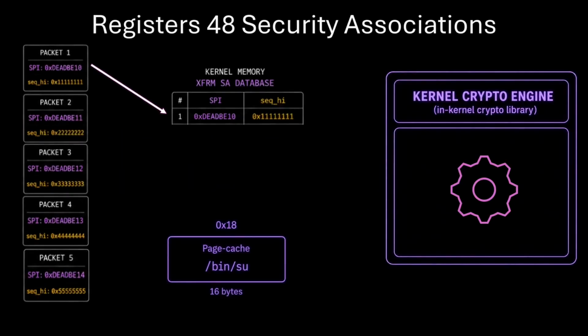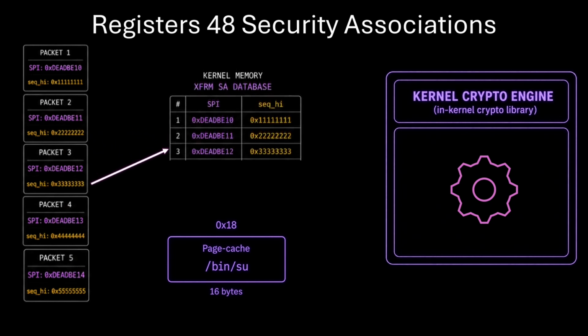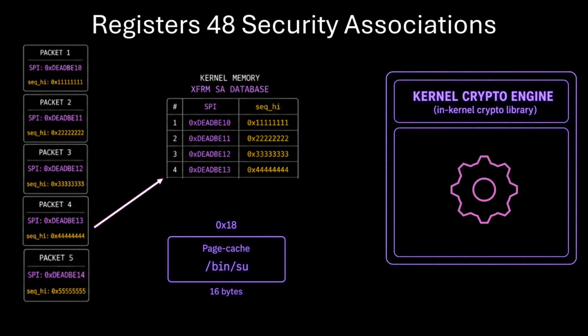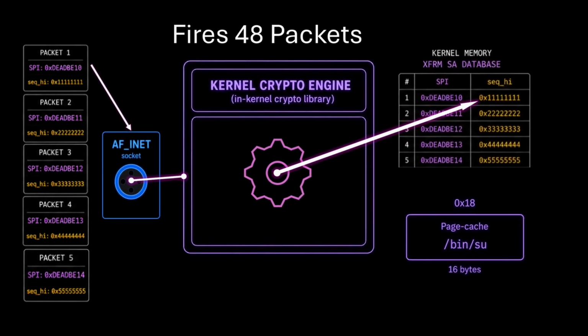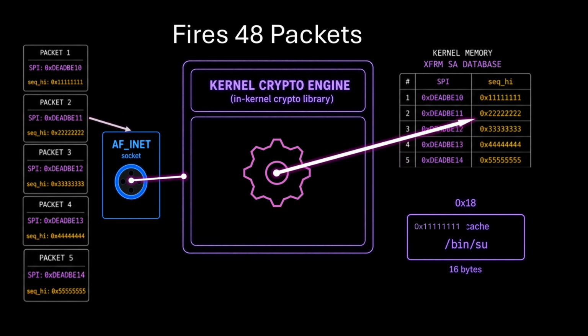The attacker controls seq_hi by installing the security association. The exploit fires, installs 48 security associations, each with a different SPI and a different seq_hi, carrying the next 4 bytes of the payload. It then fires 48 packets and gets 48 4-byte writes, overwriting 192 bytes of the target file via the kernel with shellcode.